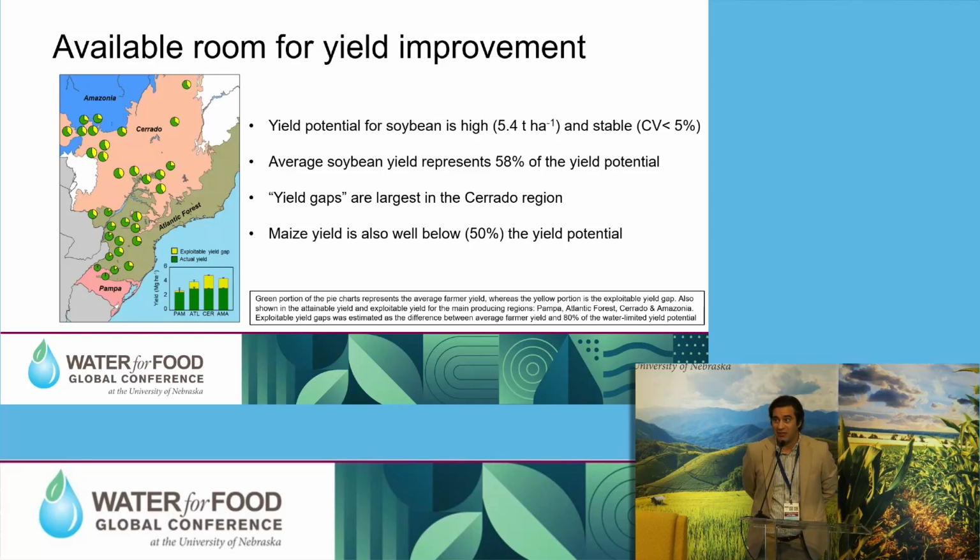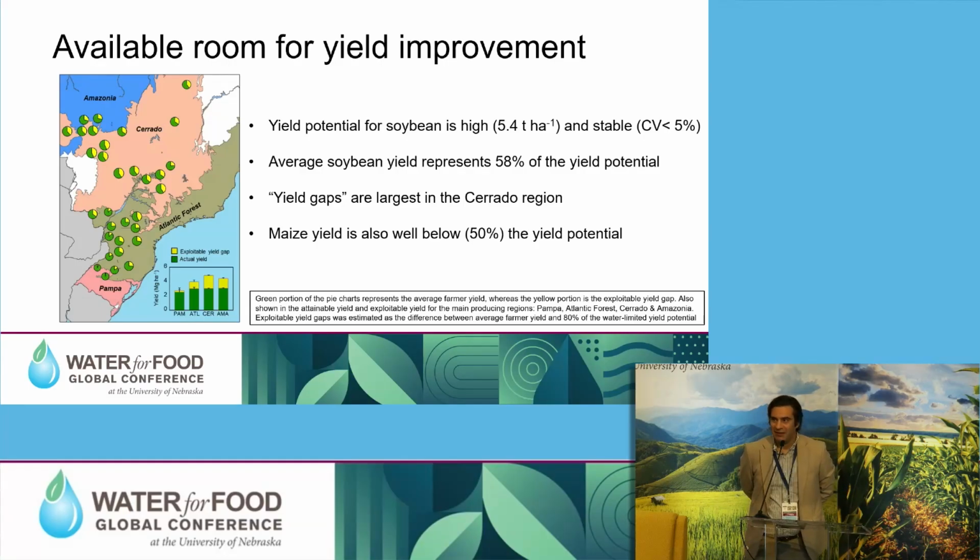That doesn't mean it doesn't change across years, but the precipitation is quite stable, at least in the main producing regions. However, when you look at the average yield attained by farmers, it only represents 58% of that potential. So yes, Brazil has a high yield potential with high stability, but the average yield is comparably much lower than that yield potential that could potentially be achieved there with good agronomic practices.